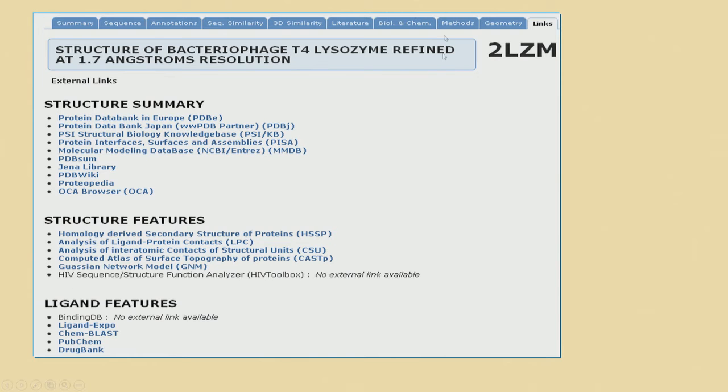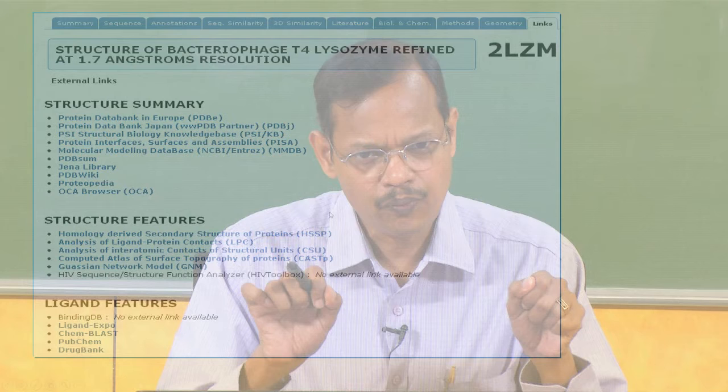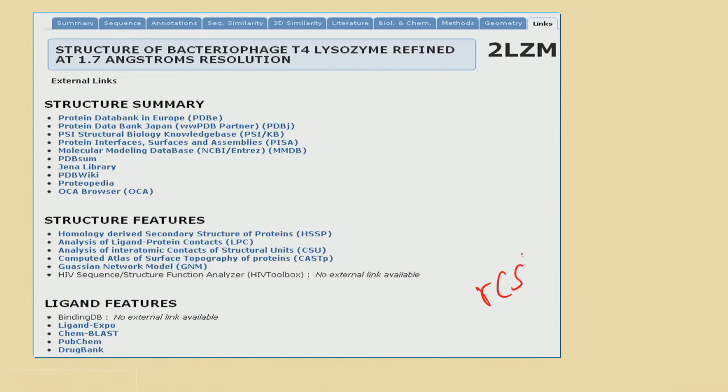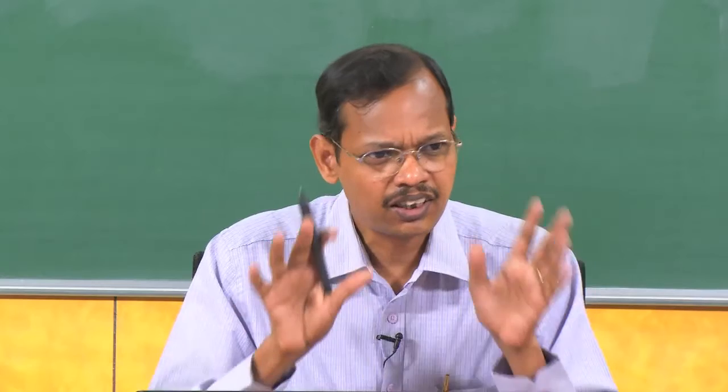Then we go to the methods and the geometry, and they also give links to the structural summary, structural features, ligand features and so on. So you can get all the information. When you go to the PDB, rcsb.org, you can get all the information regarding a protein.